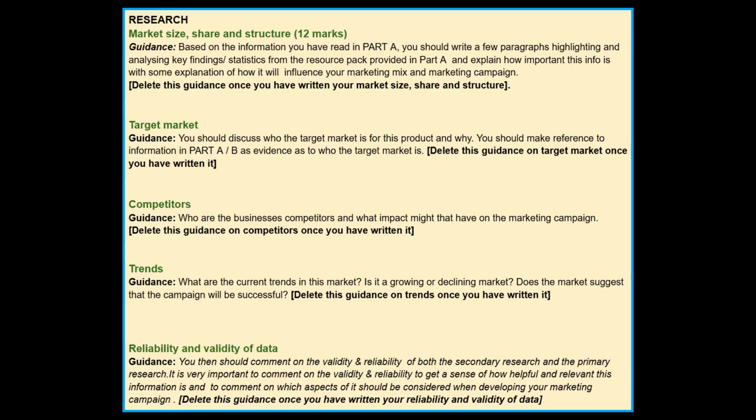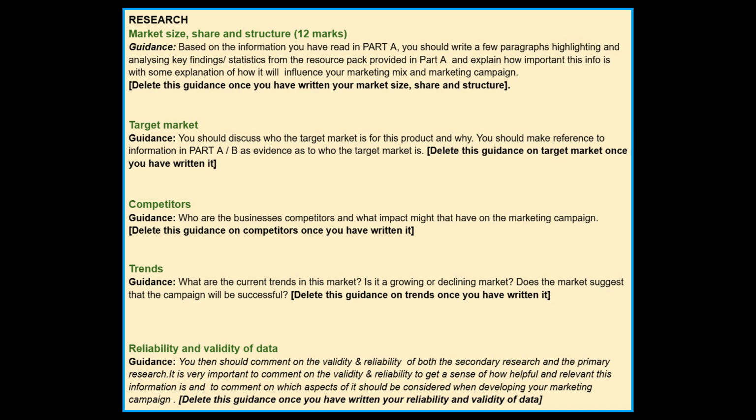Does the market suggest that the campaign will be successful? Extra marks if you can do that there. Not necessarily extra marks, but you get what I mean. So he did say, does the market suggest that the campaign will be successful? There we go. And finally, under research, of course, is reliability and the validity of the data.